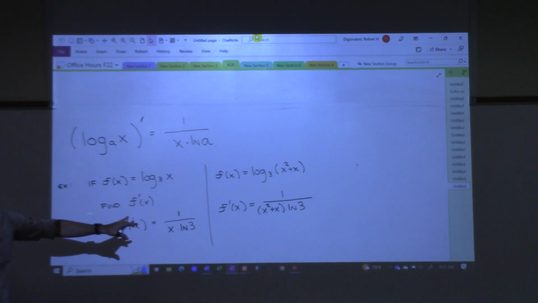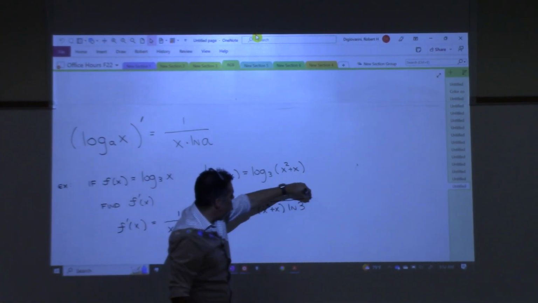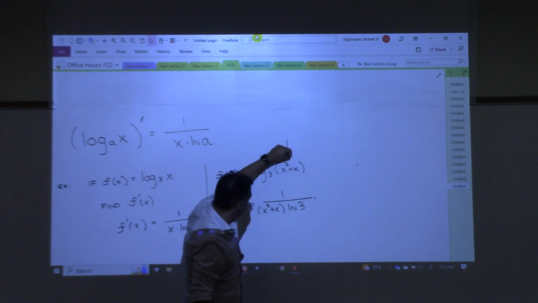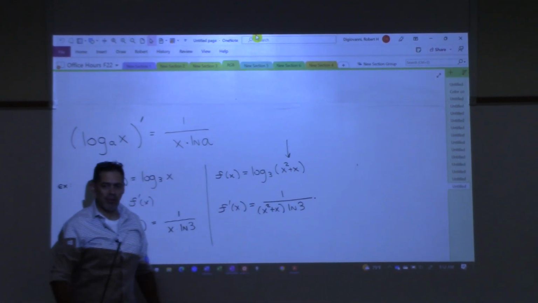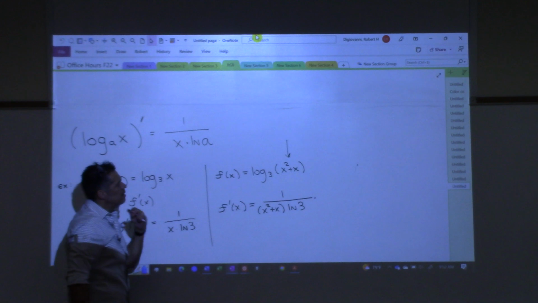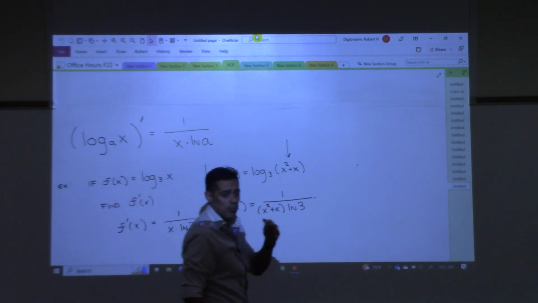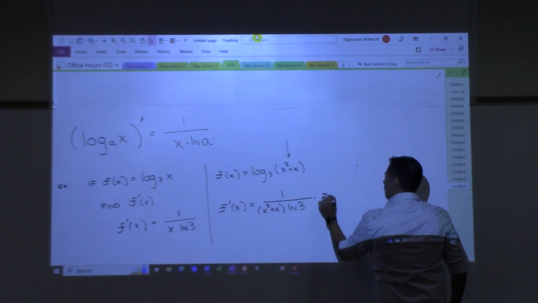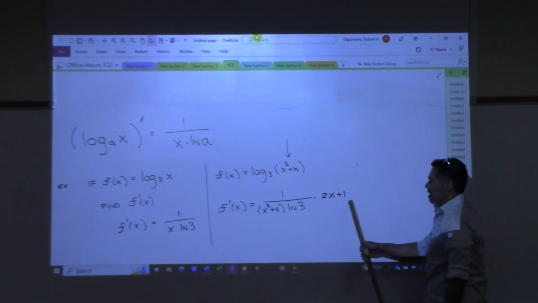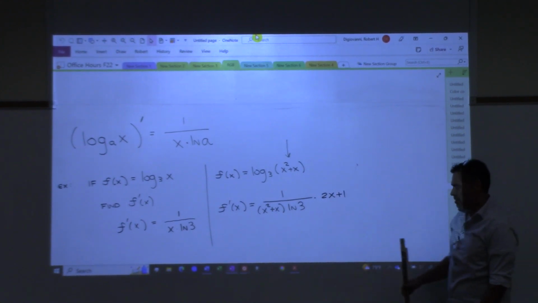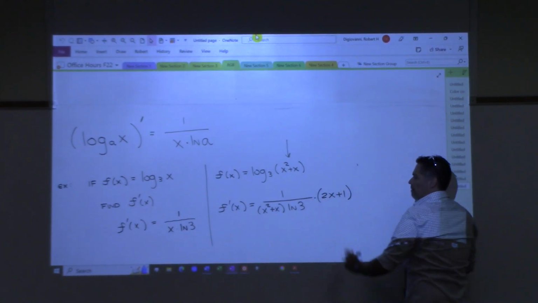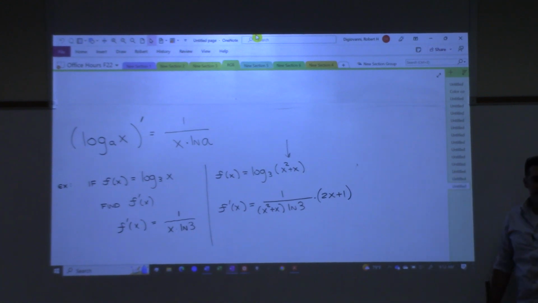Am I done, though? No, I need to multiply this by what? Because chain rule says then multiply by the derivative of the inside. So what's the derivative of this? 2x plus 1. Do I need that in parentheses? Yes. There you go. That's the derivative.